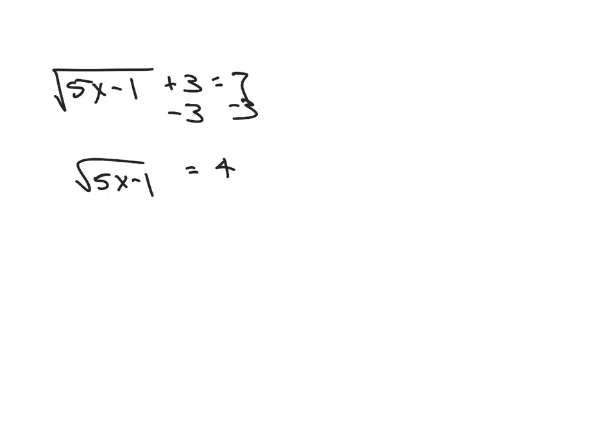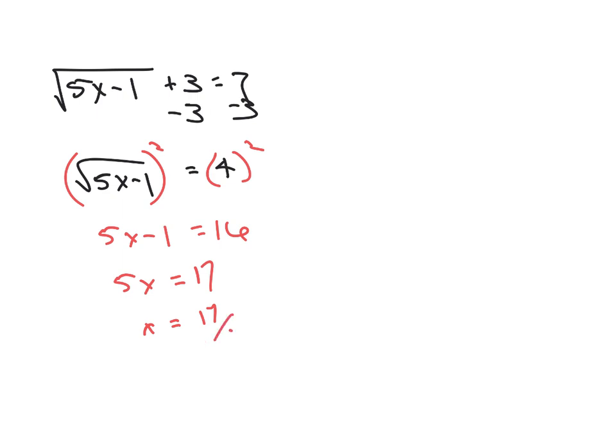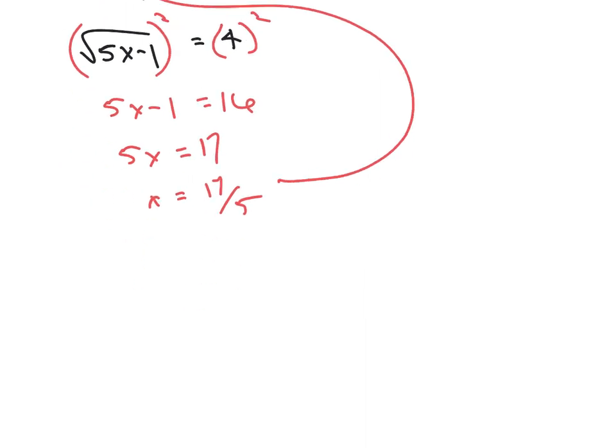Now, it makes it so much easier because we just square both sides. And everything goes away over here. And we get 16. We add 1 to both sides, and x equals 17 over 5. Now, I will tell you that when you put this back into the original, it does work, so it's not extraneous, and you don't even have to check it because I already did for you.